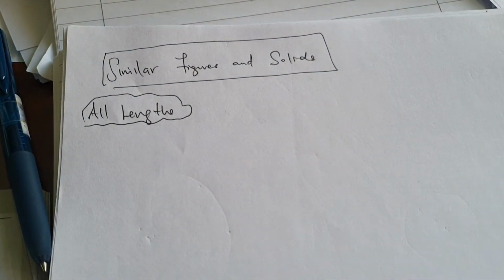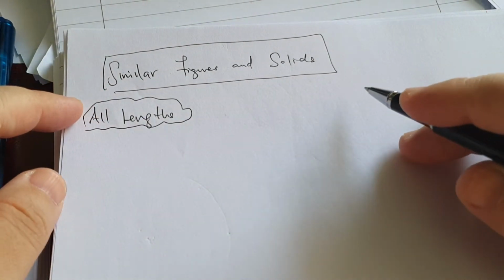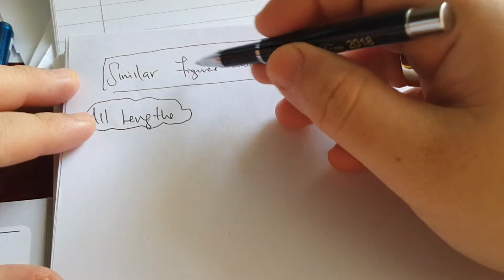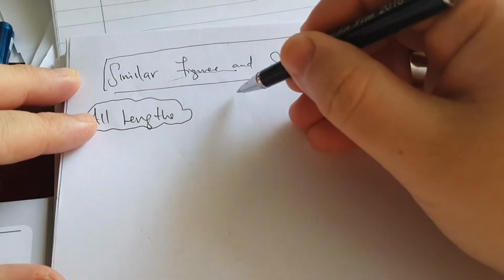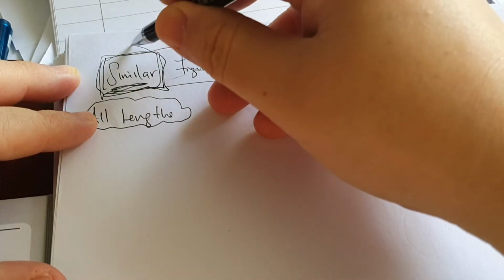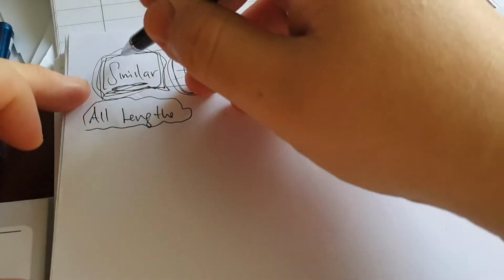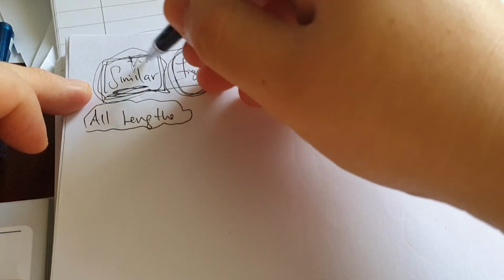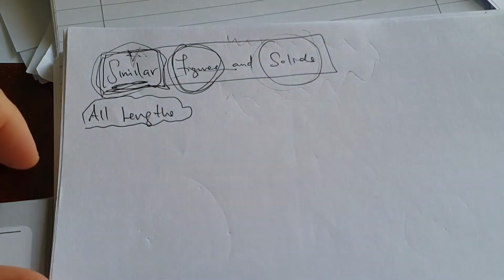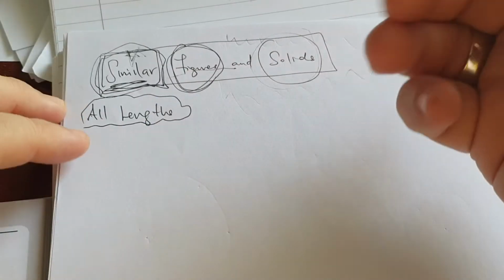Now, the next thing is this thing called similar figures and solids. Okay, I think many of you are still very confused. Now, this topic can only be used for similar triangles or similar figures or solids or anything that is similar. They must be similar. If they are not similar, you cannot use. Okay, so you check the question diagram whether they are similar or not.